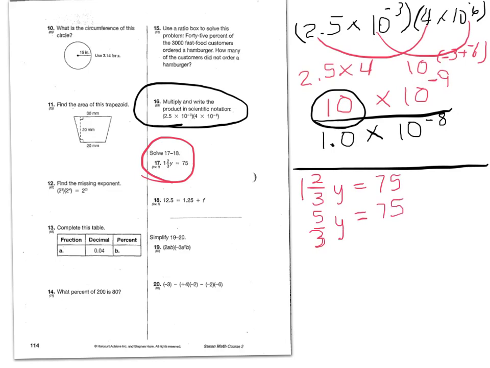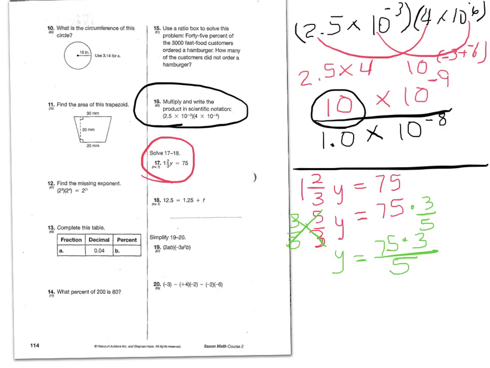Okay. Then it would probably be good if we use the reciprocal over here so we could get y by itself. So we multiply both sides by 3 over 5. Okay, and then we would cancel these out, and we end up with y is equal to 75 times 3 all over 5.